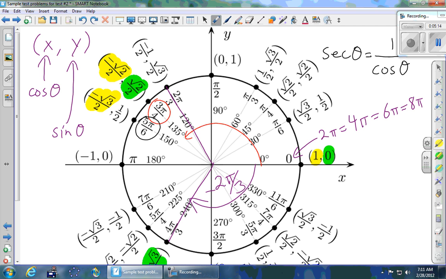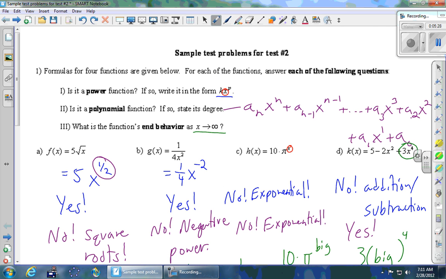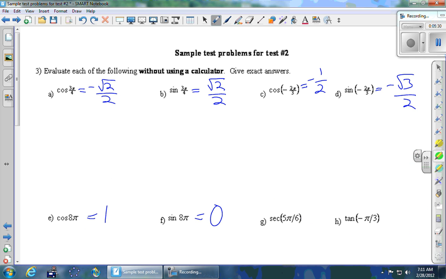Well, again, we've got an x and we've got a y. Now, which one is cosine? Cosine is always the x. So my answer is 1 divided by that thing in yellow. 1 divided by negative root 3 over 2. Okay, so this is equal to 1 divided by negative root 3 over 2.